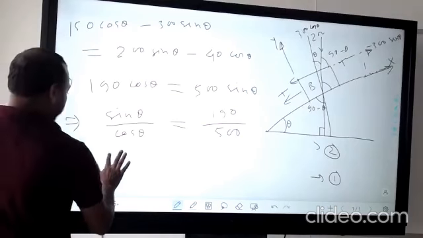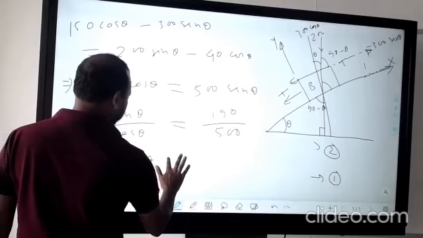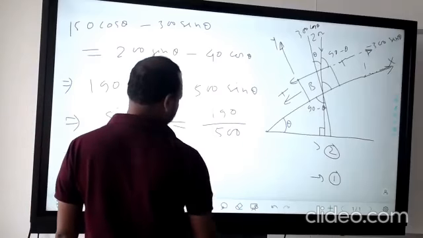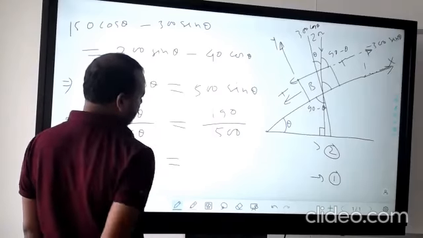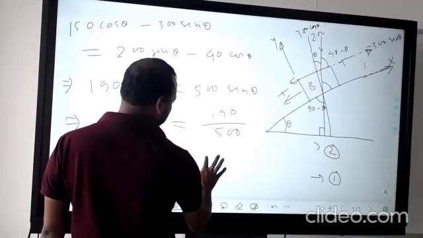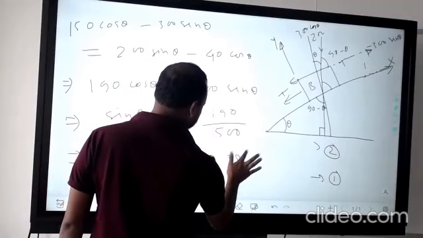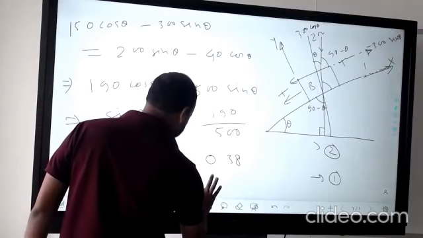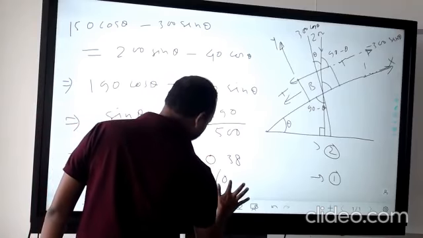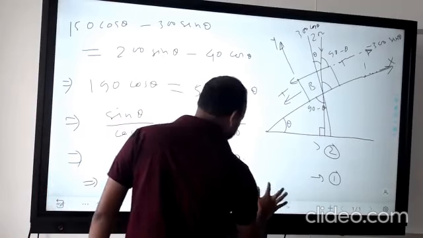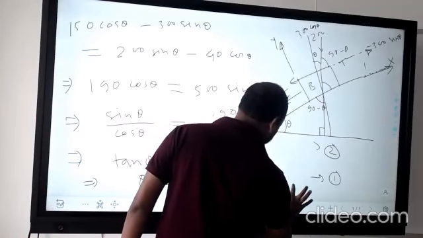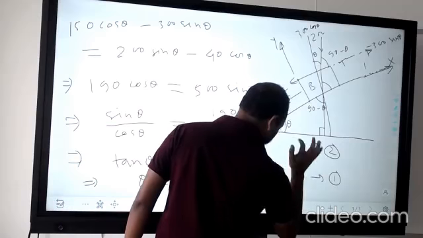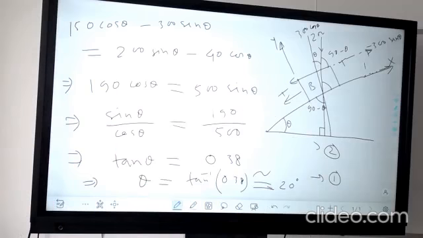So this is your tan theta. Tan theta is equal to this value, let's say 190 by 500, which is 0.38. So now we can calculate. That is tan inverse 0.38, and that is equal to almost 20 degrees. Clear now? Now one answer is this.